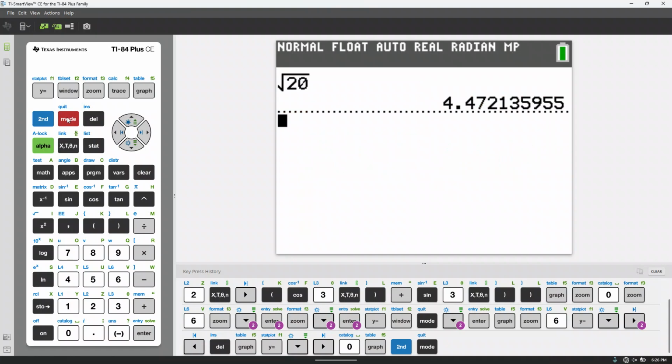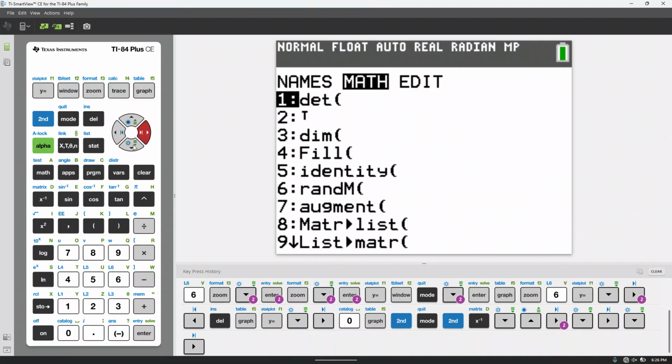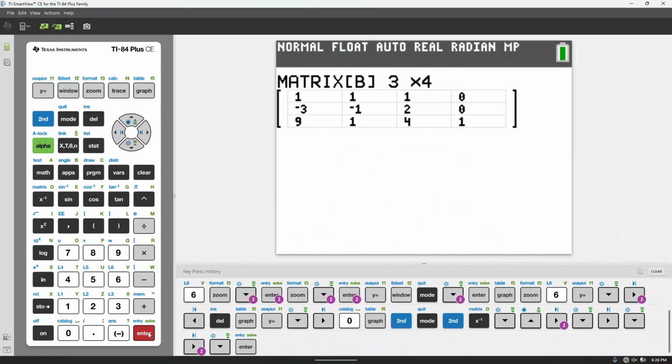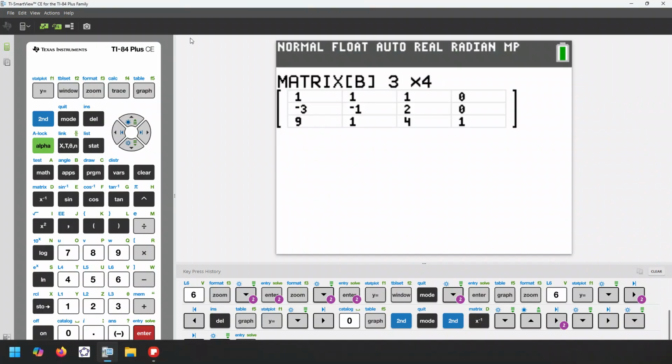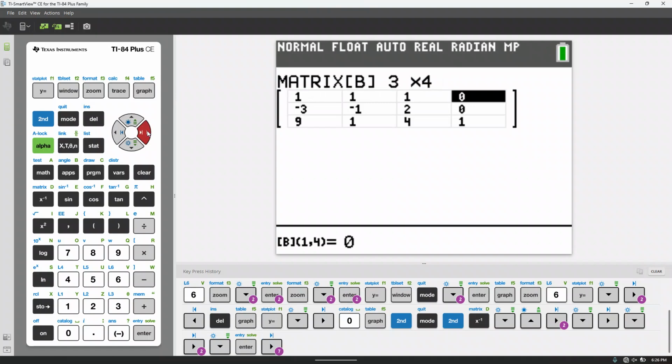So, second quit. You need to access the matrix menu here. So, second matrix, and I'm going to edit a 3 by 4 matrix. Oh, what am I doing? Okay, there we go. And I'm going to click enter. So I chose the second matrix, which is a 3 by 4. Now I'm going to input the entries that we had on the matrix. Actually, I already have something. The ones are already there for whatever reason.